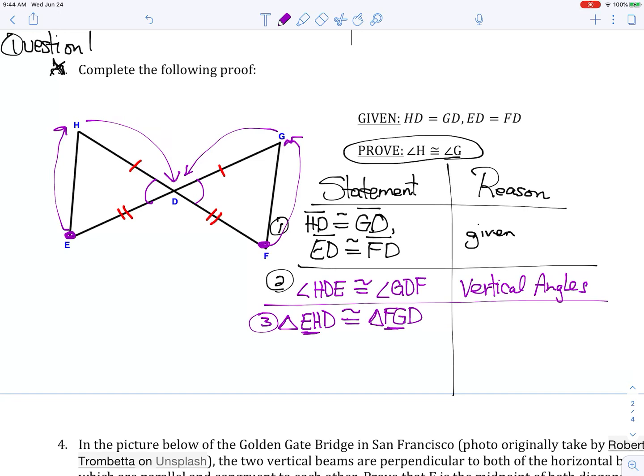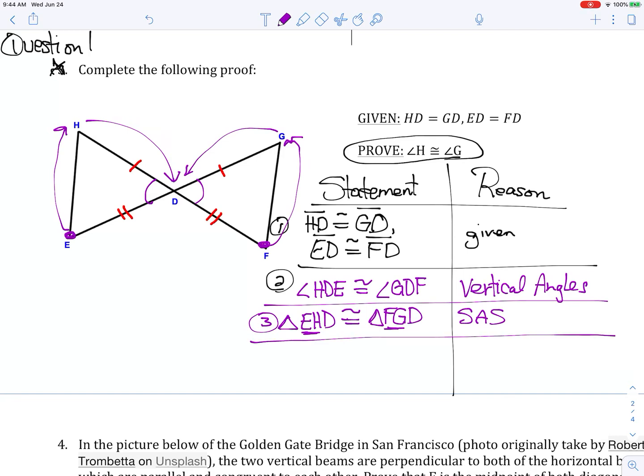So like EH and FG, HD with GD, angle DF with DE. Just make sure of that. It's the first couple times we're doing this, double check. And that is because of side, angle, side.